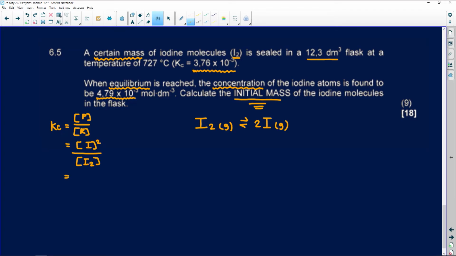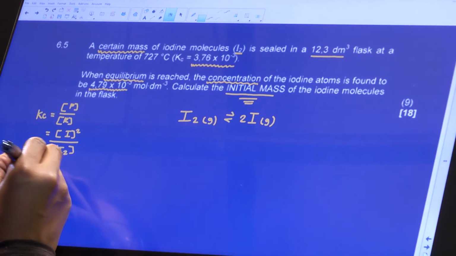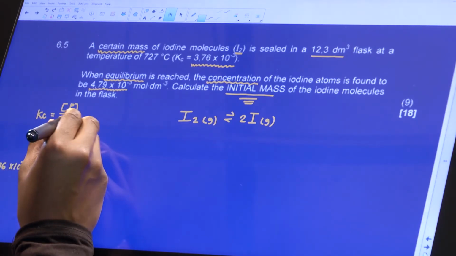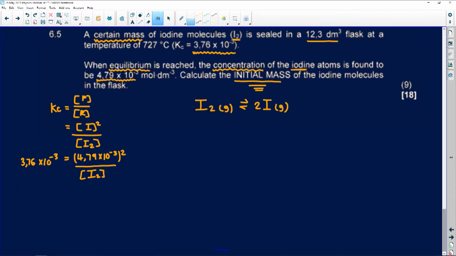Now I'm told that the Kc value is 3.76 times 10 to the negative 3. I'm also told that the concentration of the iodine atoms, remember for Kc we use concentration, is 4.79 times 10 to the exponent negative 3. Remember, I do have an exponent 2 outside, and then I'm going to find the value of this I2. So this is just mathematics, and I'm going to cross multiply.